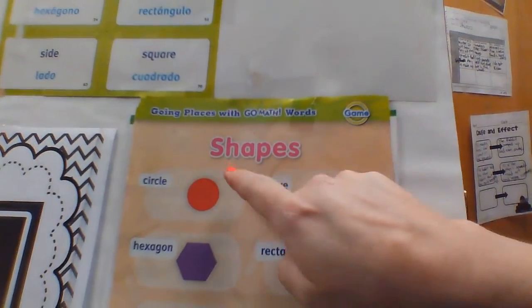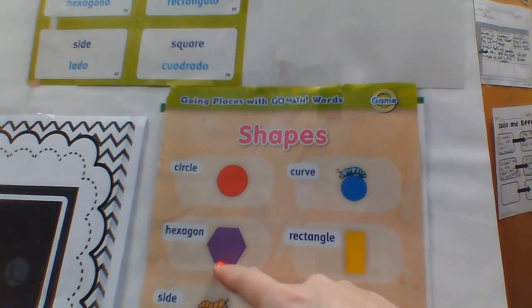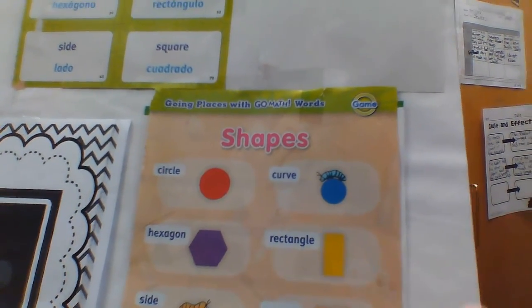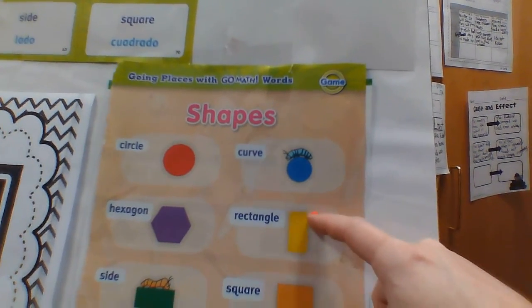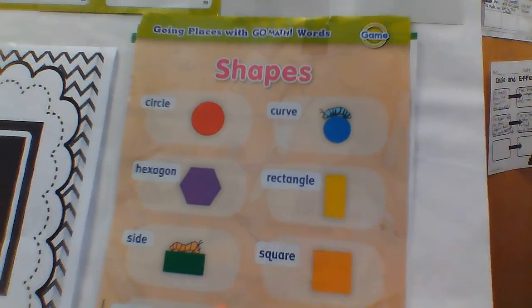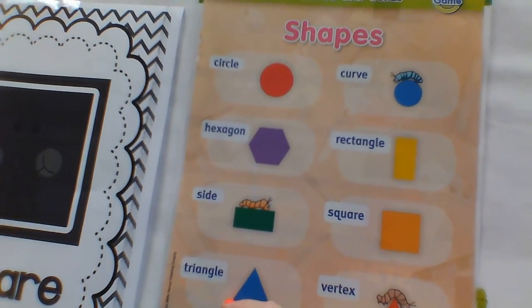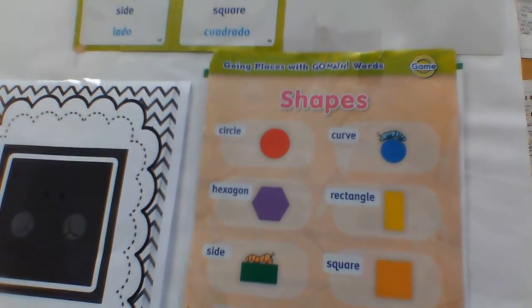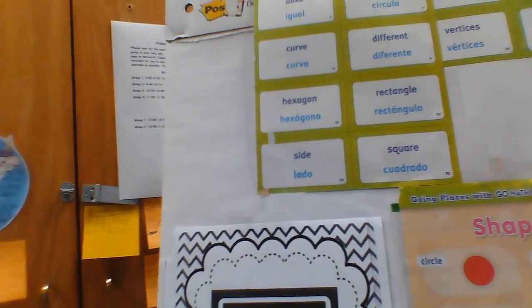So here we have a circle. Here we have a hexagon, rectangle, square, triangle. And now we're going to talk about how many sides and vertices they have.